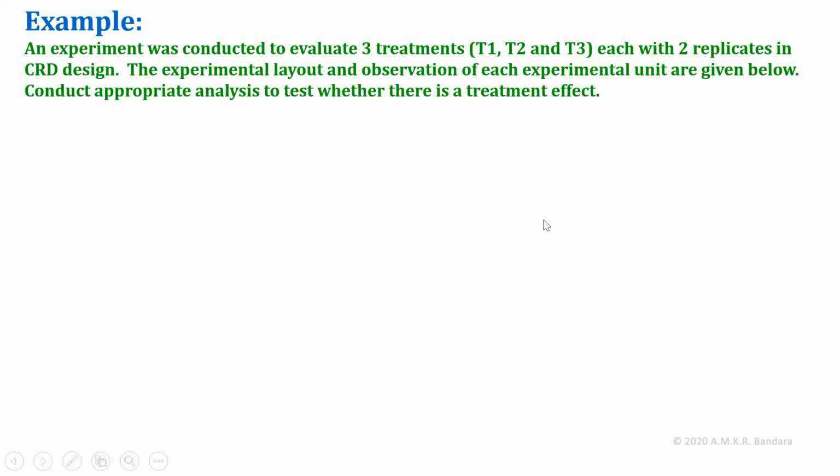We will see another example here for our CRD design. An experiment was conducted to evaluate 3 treatments. Those treatments are given as T1, T2, T3, each with 2 replicates. In the CRD design, we have 2 replicates for each treatment and there are 3 treatments. The experimental layout and observation of each experimental unit are given below. Conduct appropriate analysis to test whether there is a treatment effect.